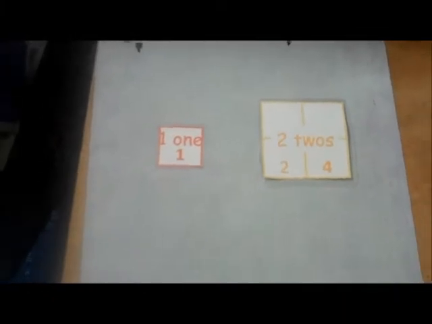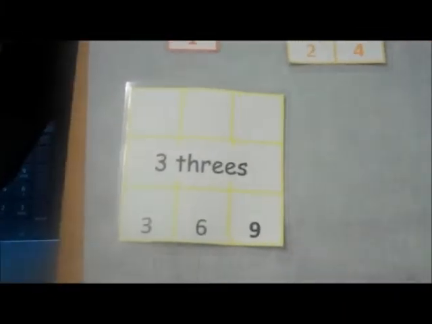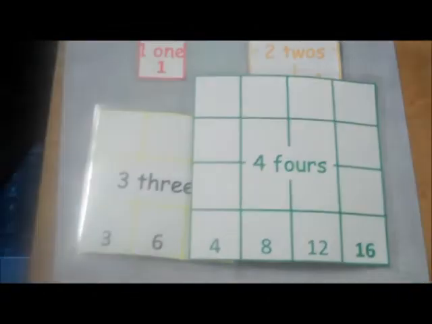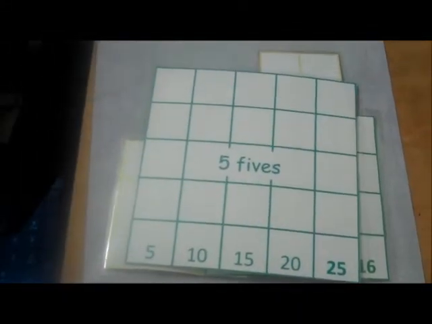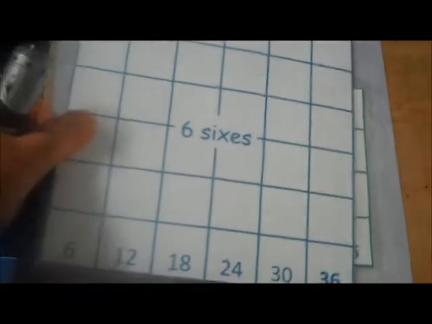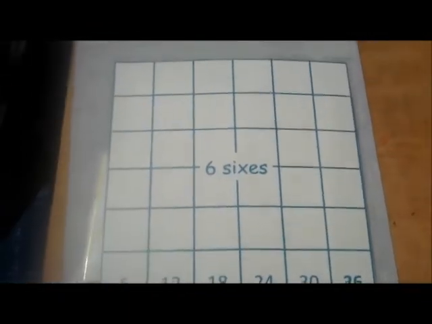This is 2 by 2. 2 2s are 4. 3 3s are 9. 4 4s are 16. These are all square numbers. Can you see why we call them square numbers? 5 times 5 is 25. 6 times 6, 36.